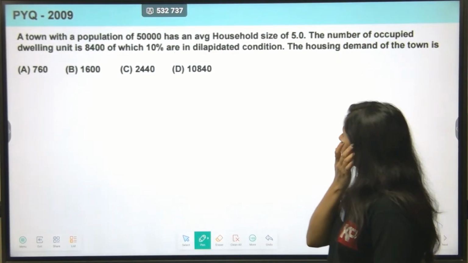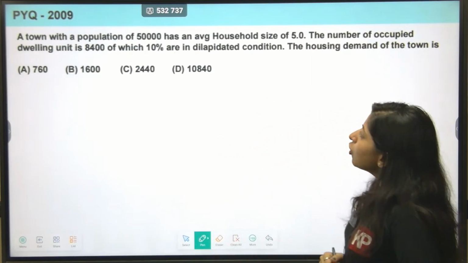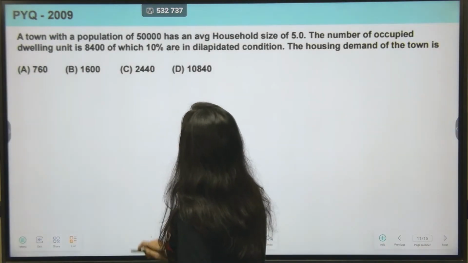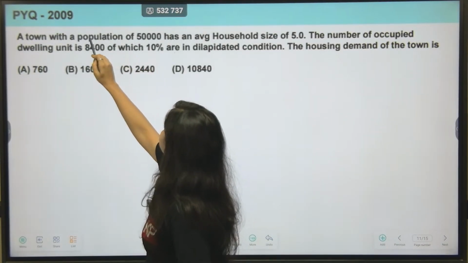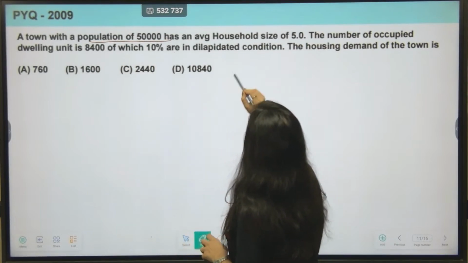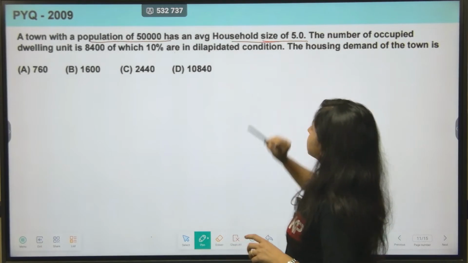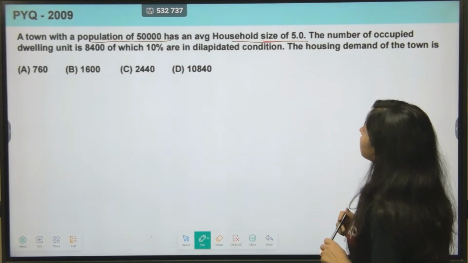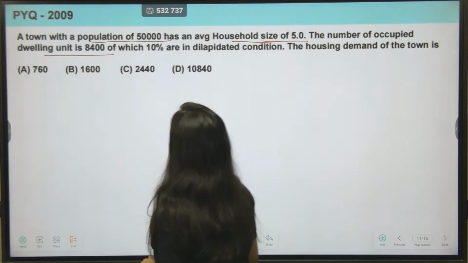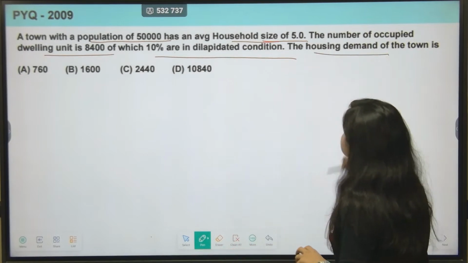Okay, this was the question which was asked in 2009. A town with a population of 50,000. So the population of the town is 50,000. It has an average household size of 5. So household size is 5. The number of occupied dwelling units is 8,400, out of which 10% are in dilapidated condition. What is the housing demand?